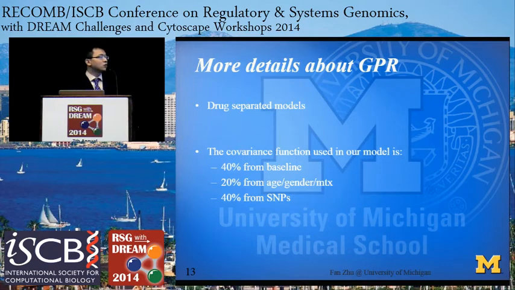In our final covariance function, the baseline DAS28 score contribute 40%. The age, gender, and whether this patient has other co-therapy together contribute 20%. And all the SNPs combined contribute the rest 40%. So in our model, 60% is coming from the clinical feature and 40% is coming from the genetic feature.